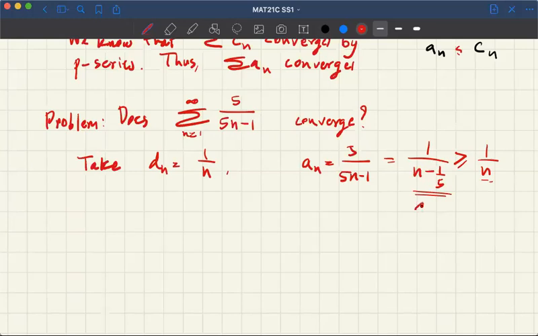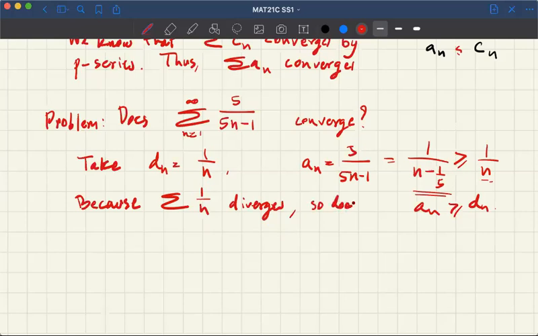It says that an is greater than or equal to dn, because dn diverges. Dn diverges. Why is that? The P series. In particular, this is called the harmonic series. When P is equal to 1, there is a special name for it. Yeah, the harmonic series diverges. So does that. Right, good.